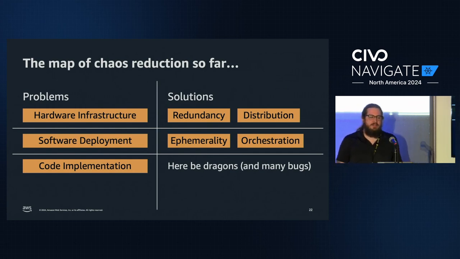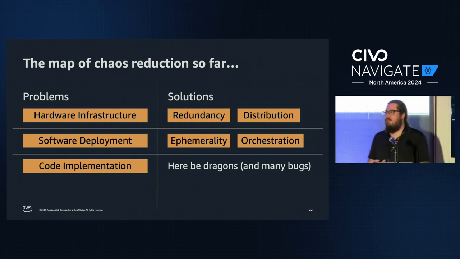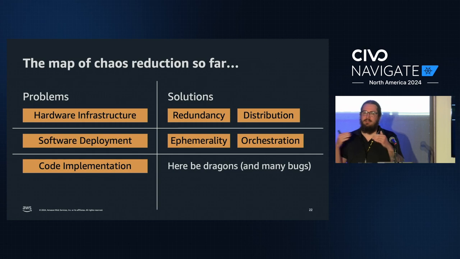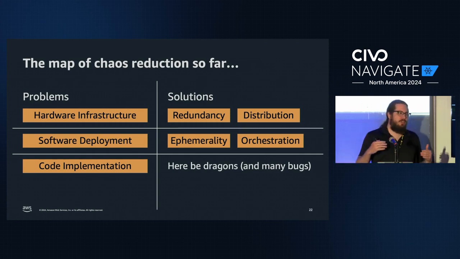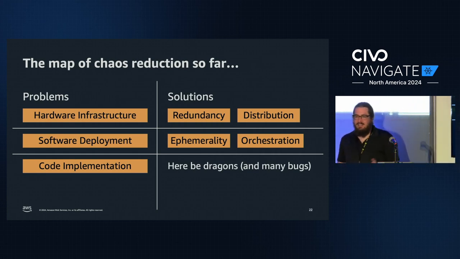Obviously, there's the hardware infrastructure, which we're going to solve with redundancy. We're not going to use a load-bearing laptop. We're going to have multiple copies of the application distributed, running across different physical locations. We have the software deployment, which we're going to solve with ephemerality and orchestration. Rather than having the lifecycle of the application tied to specific hardware, an external orchestrator is going to launch the application on any arbitrary piece of hardware that we provide as just dumb capacity. Now, the last part is the code implementation. And here be dragons, and obviously many bugs.